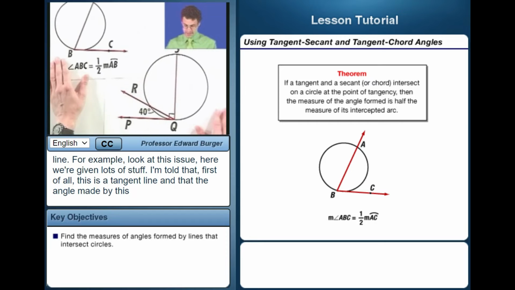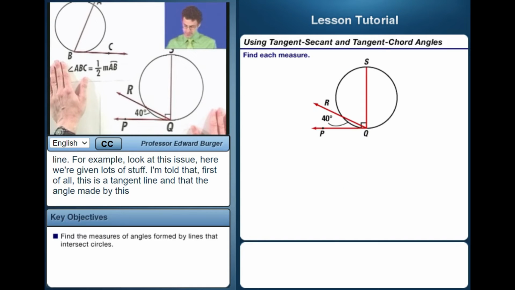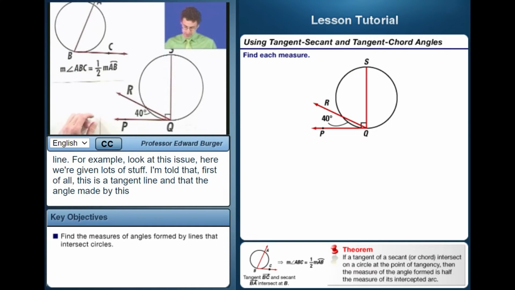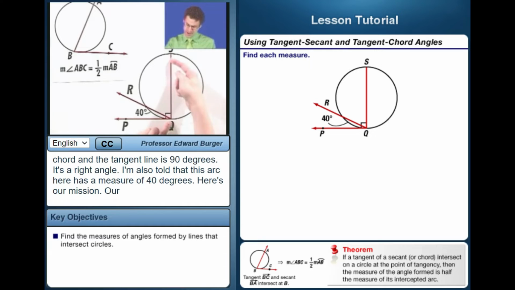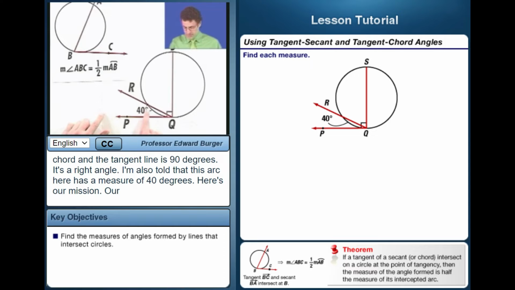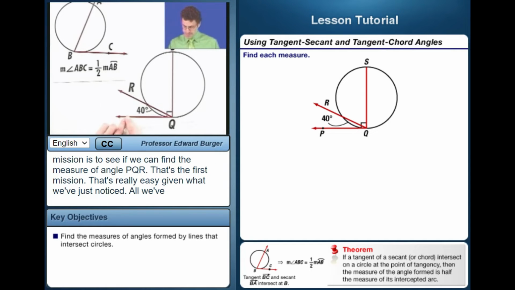So for example, if we look at this one, here we're given lots of stuff. I'm told that this is a tangent line, and that the angle made by this chord and the tangent line is 90 degrees. It's a right angle. I'm also told that this arc here has a measure of 40 degrees. And here's our mission: to see if we can find the measure of angle PQR.